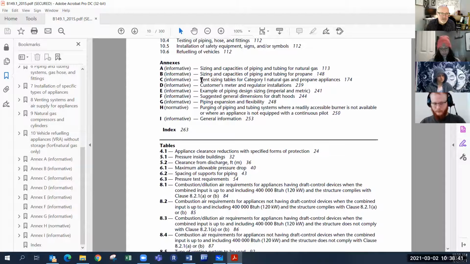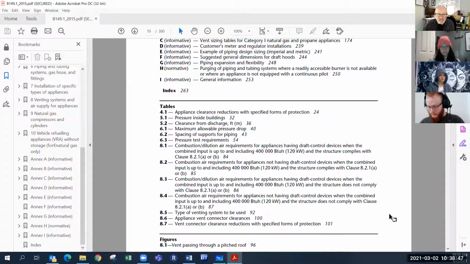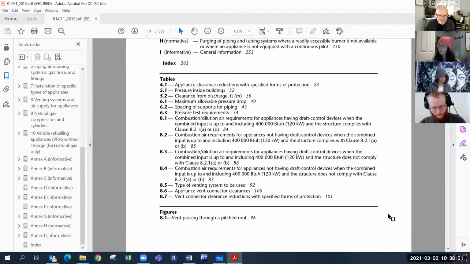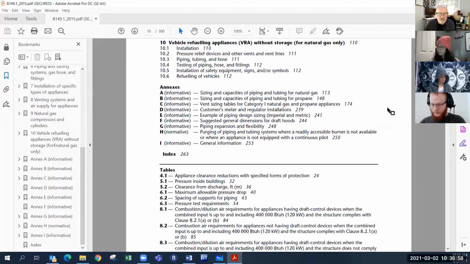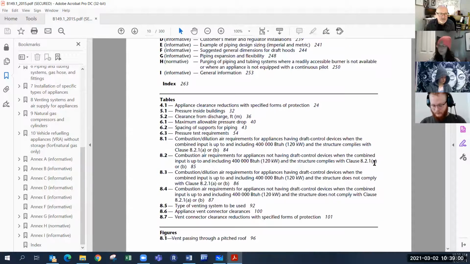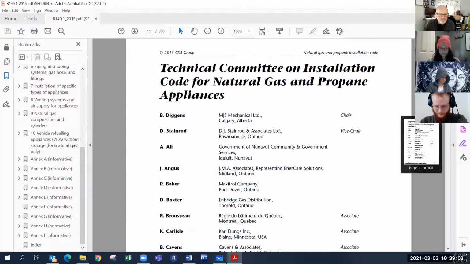This gives us a bunch of different information. Then it lists all of the tables that we will use for our gas theory. And then it gives us figures of vents passing through roofs. That is about it for that. Then we get into the people who put this thing together. But I do want to show you something before I go too far.